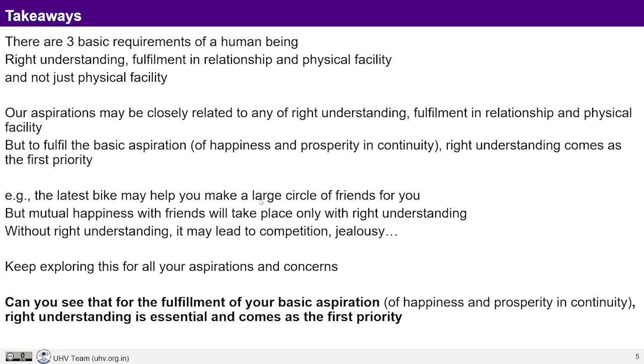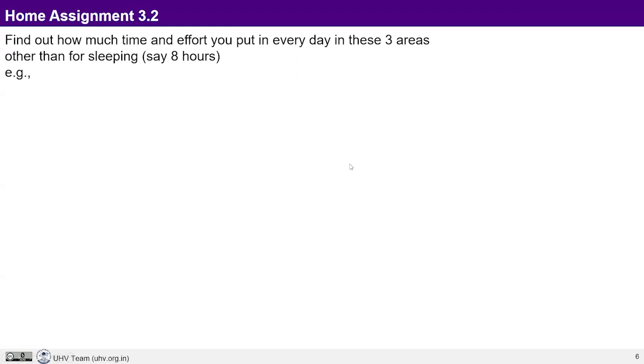Then we can illustrate with some examples. And then we can say, can you see that for fulfillment of your basic aspiration, right understanding is essential and comes as the first priority? So the core part is to draw attention to right understanding as being the first priority. Having explored that there are 3 requirements, out of those 3 also, the first requirement is right understanding. Then we can go further for the home assignment.